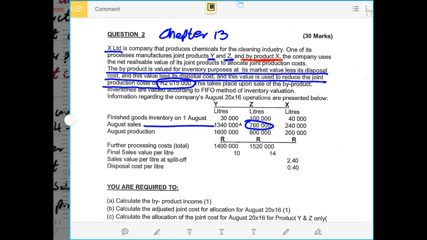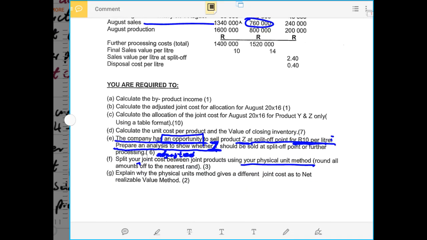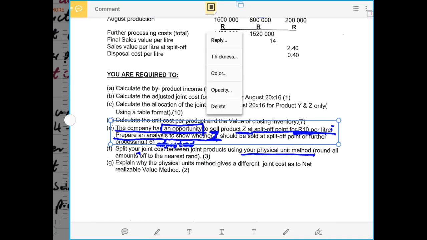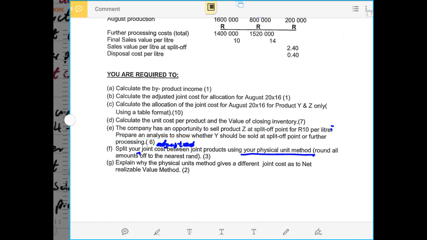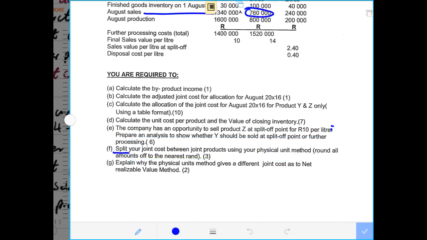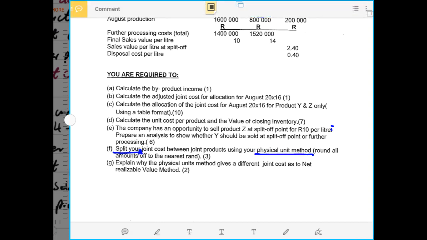Because of that, under number E they were supposed to have clearly specified that we have to split our adjusted joint cost between the two products using the physical units method. And this is a very easy method to allocate joint cost.